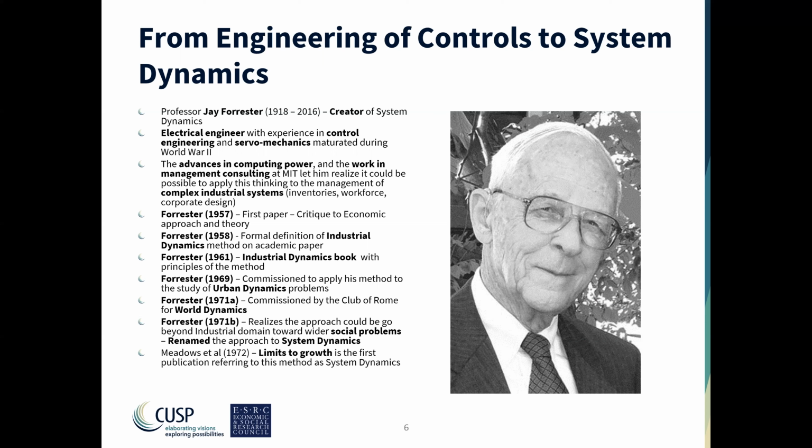And in 1971, he applied the concept to the entire planet, to look at environmental problems, such as the limits of growth. As a result, he understood that this approach could go far beyond industrial dynamics, and decided to rename it system dynamics, in the name of applying the approach to social sciences. Limits to Growth, from Meadows 1972, is the first publication referring to this method as system dynamics.